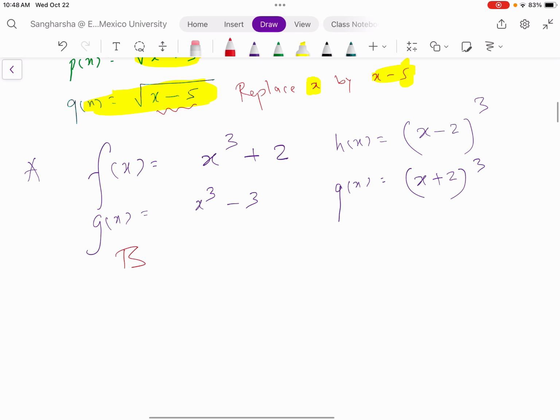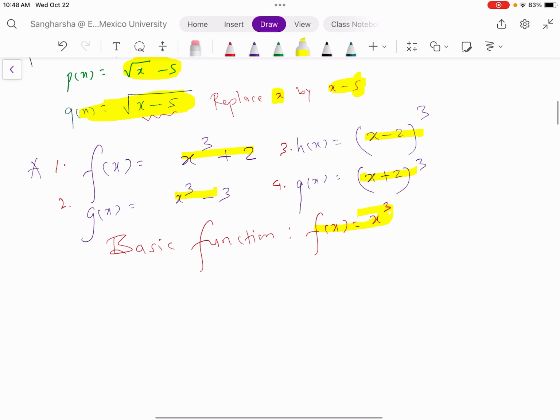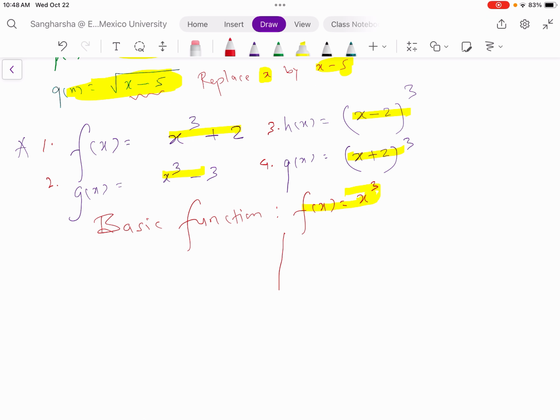So let's write down our basic function. Let me call these 1, 2, 3, 4. Our basic function is f of x equals x cube. Why f of x equals x cube? Because all these functions are cubic functions. Because of that, f of x equals x cube is the basic function. Now let's graph this basic function. You should know how to graph this basic function. You can use your graphing calculator to graph it.